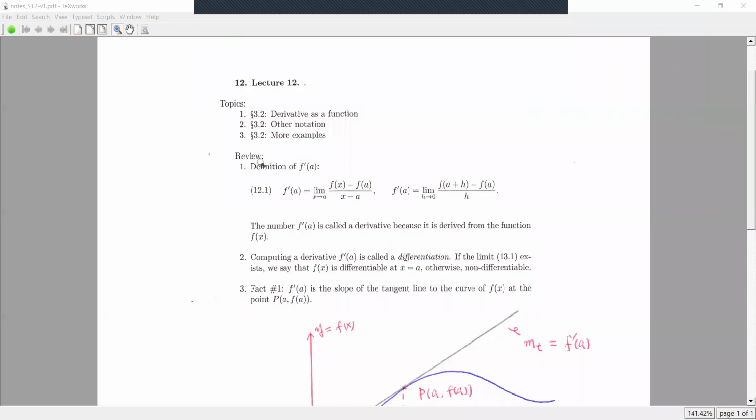Take a review about what we learned in the last class. Review number 1. What is a derivative? Derivative is a limit, a special limit. Because a limit of this form has many applications, we give the limit a special name, derivative, and a special notation.